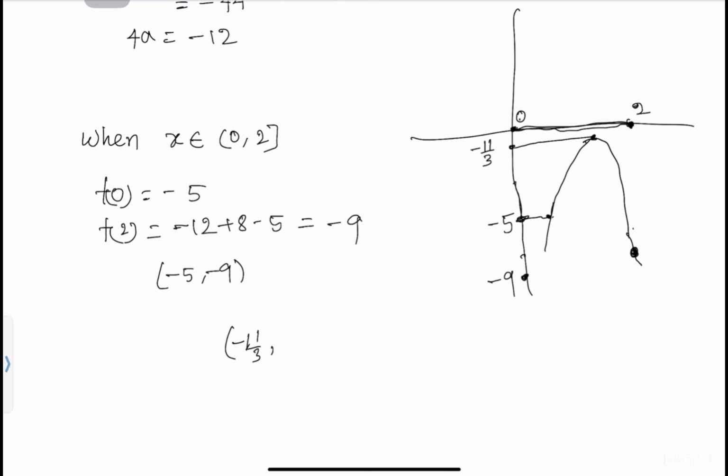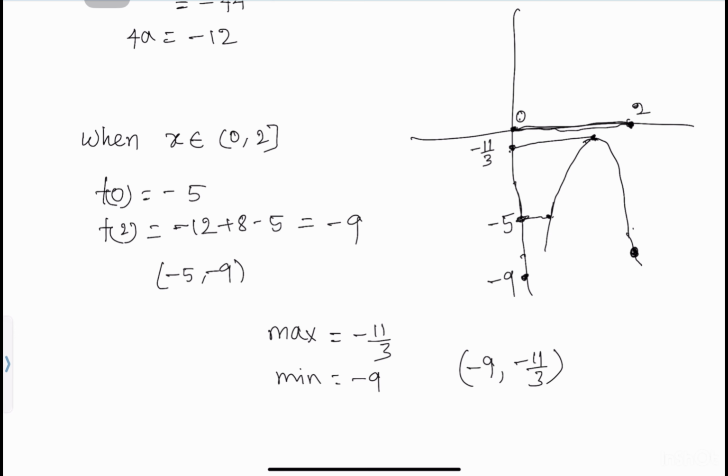Sorry, in the case of negative, this is not the minimum, this is the maximum. Don't get confused. First try to understand: this is called the maximum value. What is the maximum value of this graph? This is minus 11 by 3, because of the negative sign, like you already know. The maximum value is equal to minus 11 by 3 when x belongs to 0 to 2. And what is the minimum value? The minimum value is minus 9. So what is the required interval? Minus 9 to minus 11 by 3.